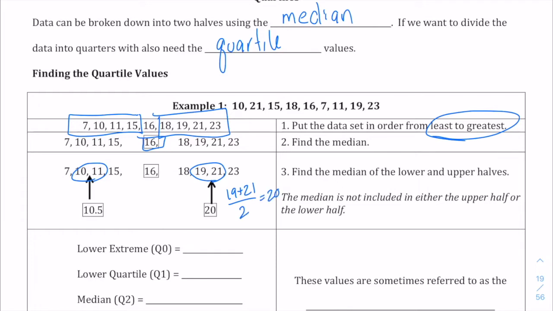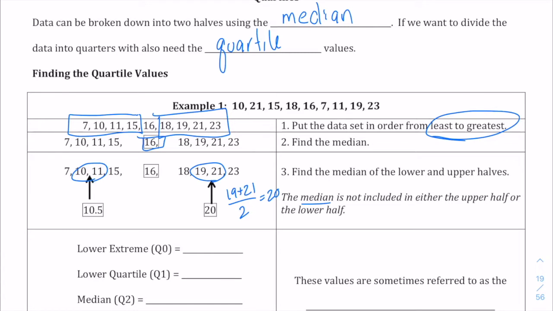20. An important thing to note when you're defining the lower half and the upper half is that the median is not in either half. If we included the median in the lower half here, that would change things, because now the middle number would be 11, but it's not. The median stays out of both the lower half and the upper half of the data sets.